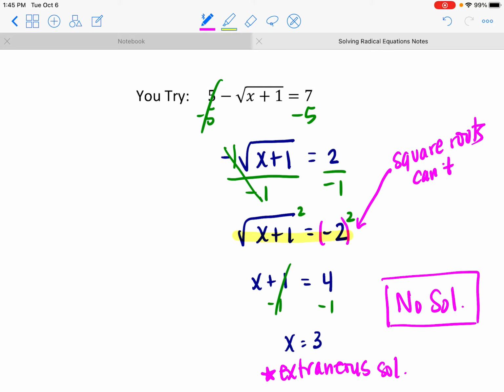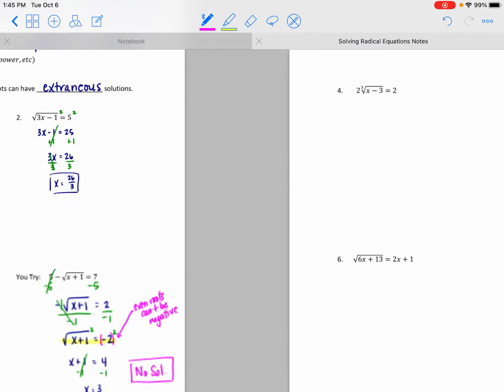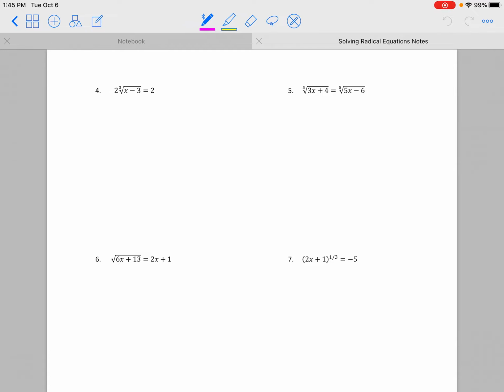So if you have isolated a square root, or an even root, let's change that. If you have isolated an even root, like we isolated the square root here, and it's equal to a negative, there's no way it's going to work. Even roots can't be negative. Okay, so there will be cases like this one where you can kind of tell it's going to be a no solution problem, or there's going to be an extraneous solution if you continue to solve. Sometimes you won't, and I'll show you one of those as well.